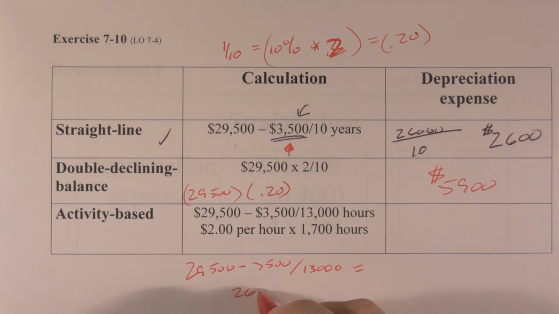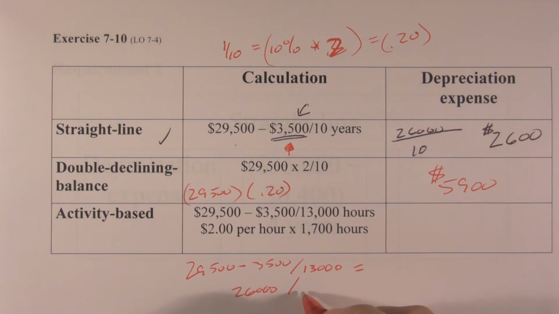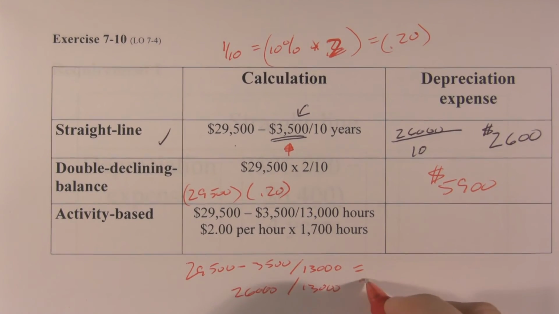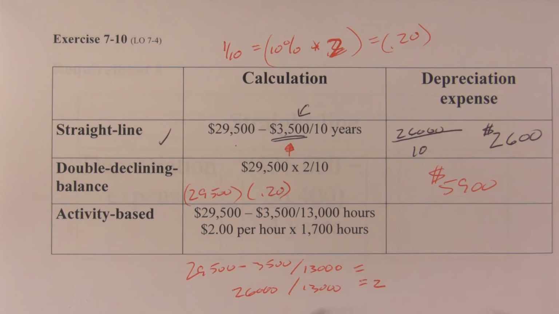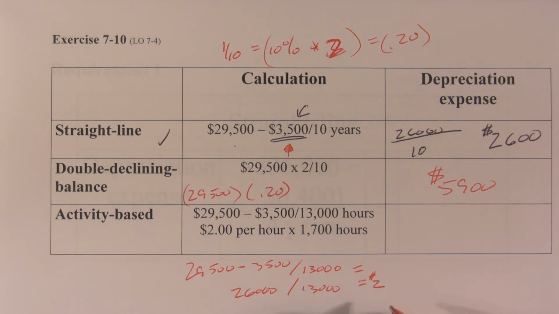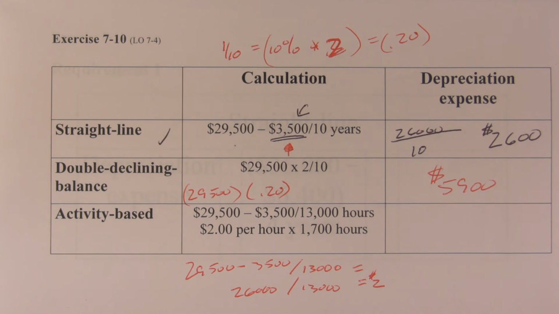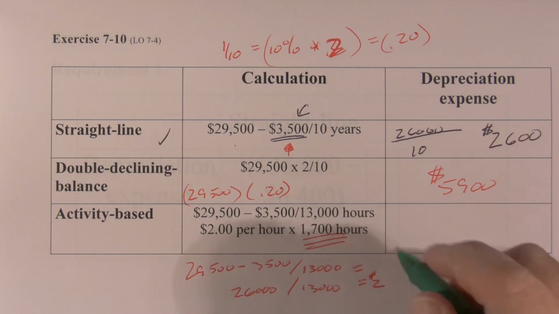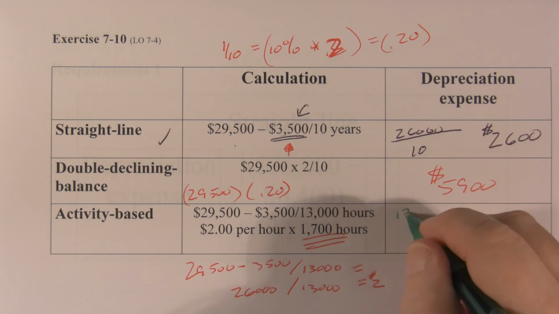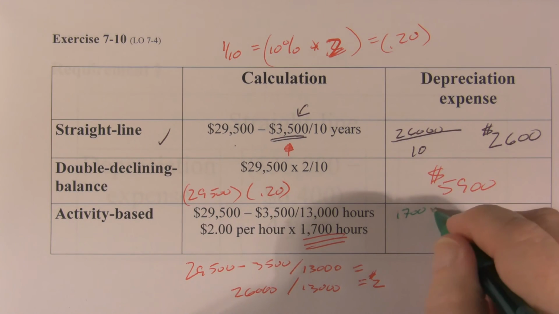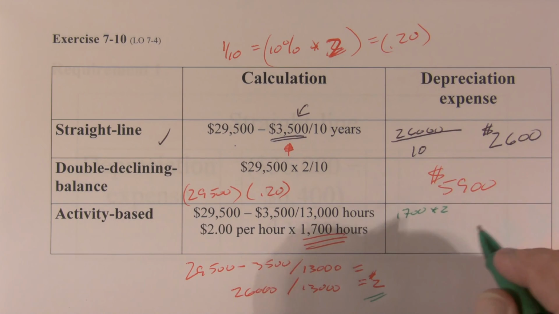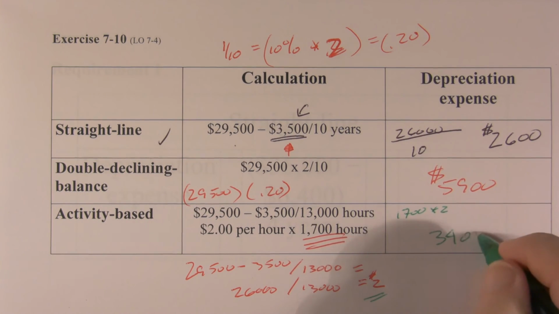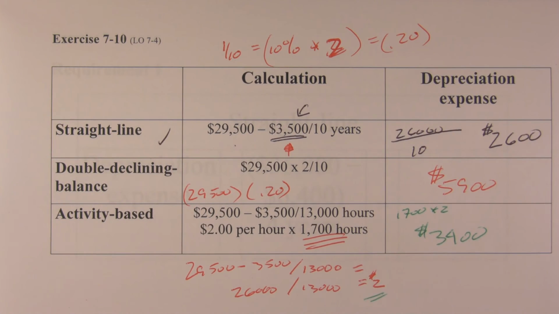So that's 26,000 divided by 13,000. That's $2 per service hour. And during the year, they had 1,700 service hours. That number was given to us. So we have the 1,700 hours given to us times the $2 that we computed. So our depreciation for that year is 3,400.